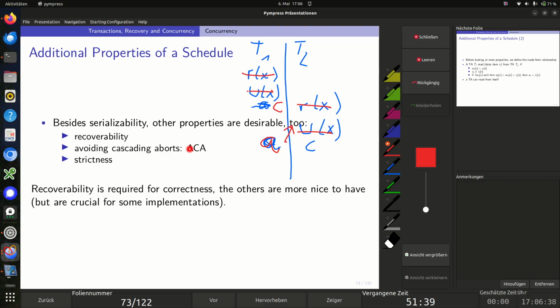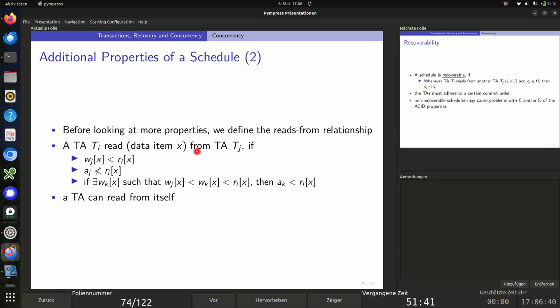Okay, so let's formalize it a bit. So the reads from relationship: as soon as we have two transactions, the first one writes the data, so here Tj writes and Ti reads it. So this means that there's a write and afterwards there's a read, and the transaction who wrote the data did not abort, and so the value is still persisted or still exists.